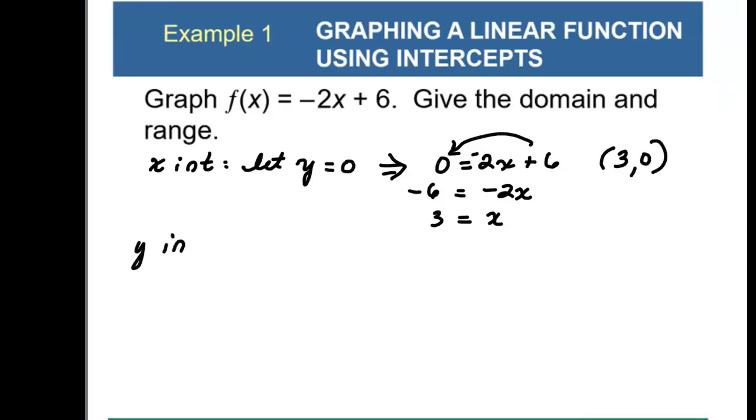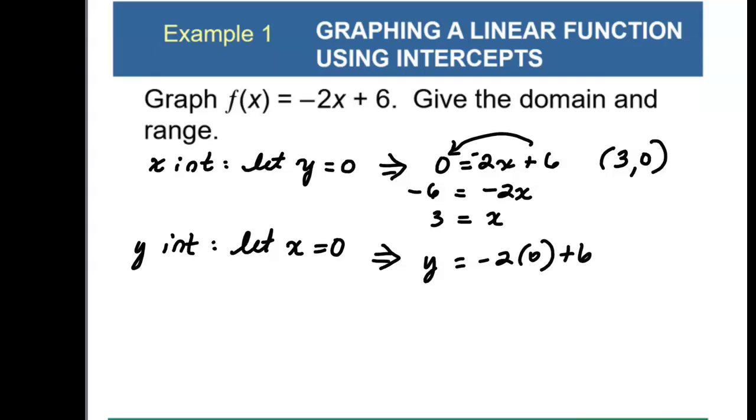Next, I'll find the y-intercept. So the y-intercept is found by letting x be 0. So letting x be 0, we have y equals negative 2 times 0 plus 6, which is 6. So our ordered pair is 0, 6.